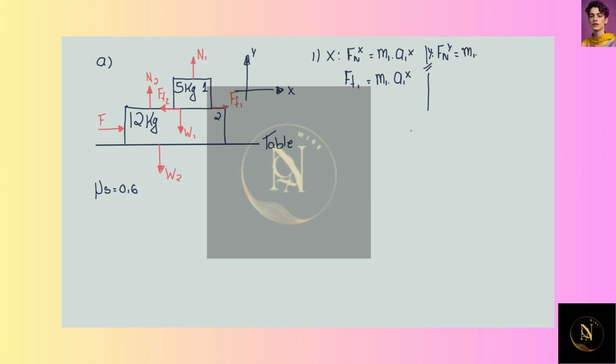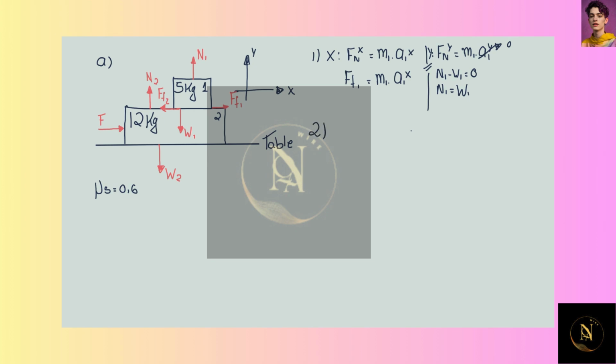Then, doing the same for the vertical direction, the net force in the y direction is equal to the mass of block number 1 times its acceleration in that direction. But it's not moving and it's not going to move in the vertical direction, therefore its acceleration is equal to 0. Then there are two forces acting on that axis: the normal force that block number 2 exerts on block number 1, and the weight force of block number 1. Then we have N1 minus W1 equals 0, so the normal force number 1 is equal to the weight of block number 1.